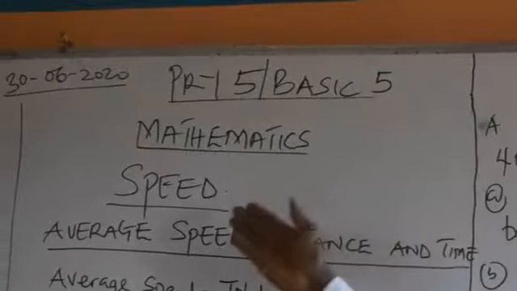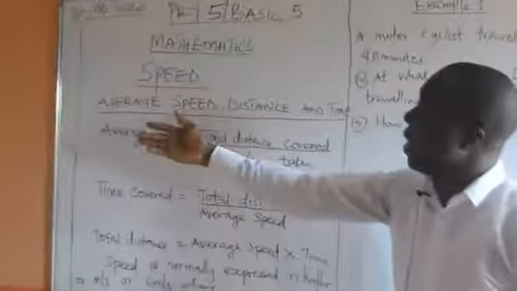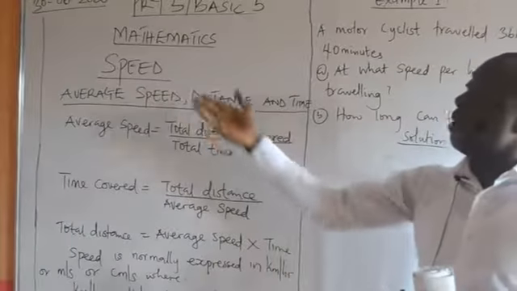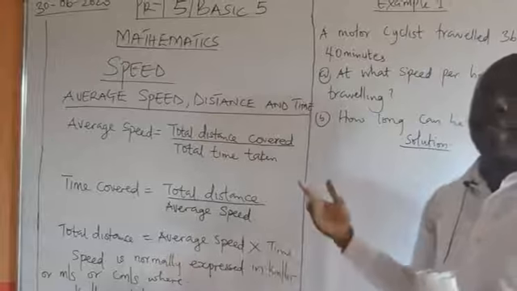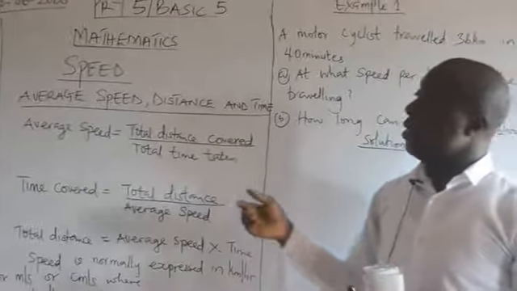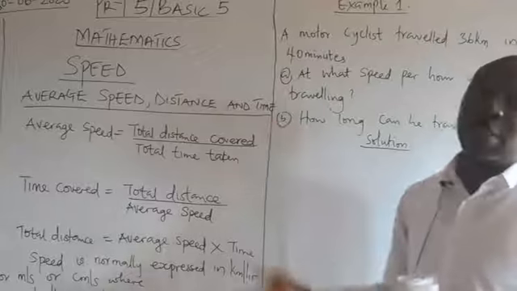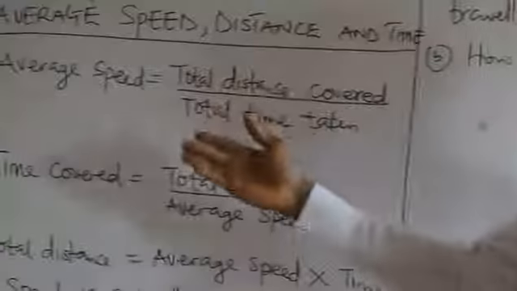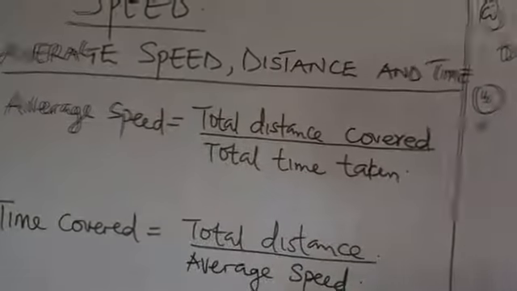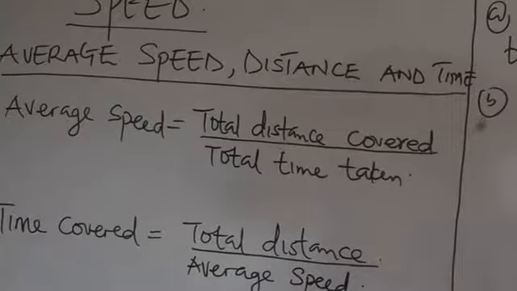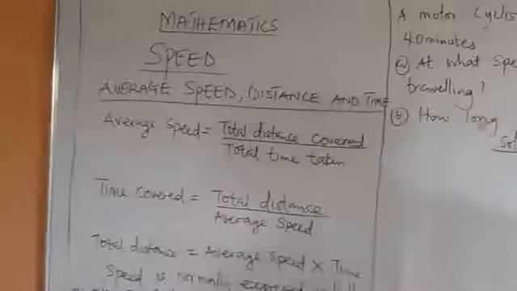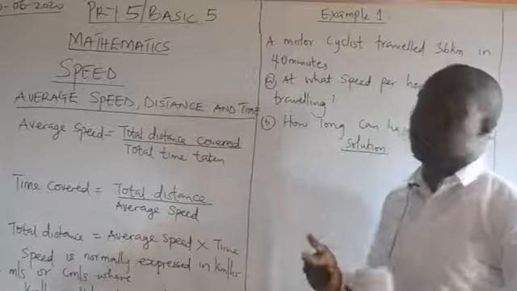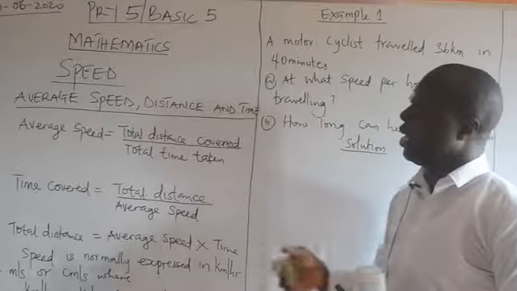Under this topic, we'll be calculating average speed, distance, and time. And what is average speed? These are some of the formulas we use in calculating average speed. Average speed is equal to total distance covered, or total distance traveled, all over total time taken.